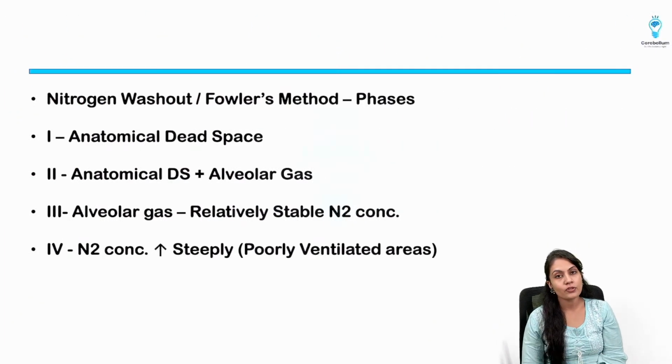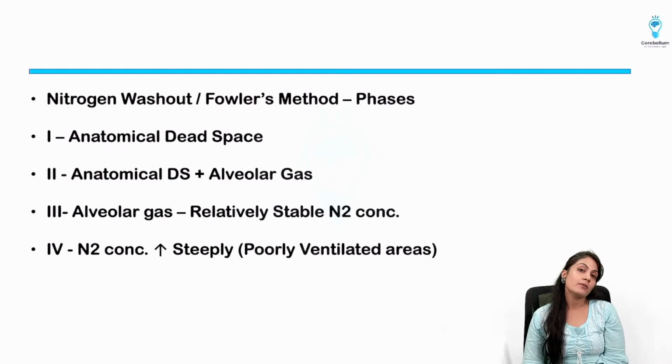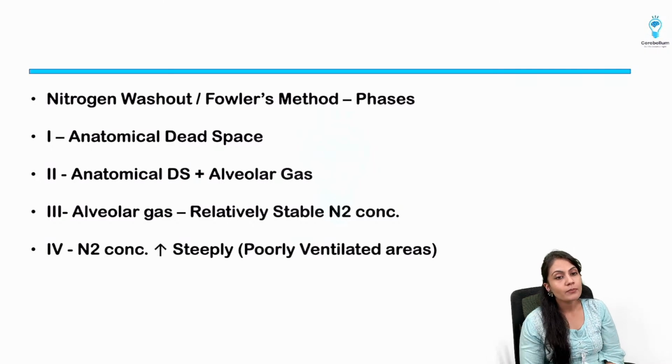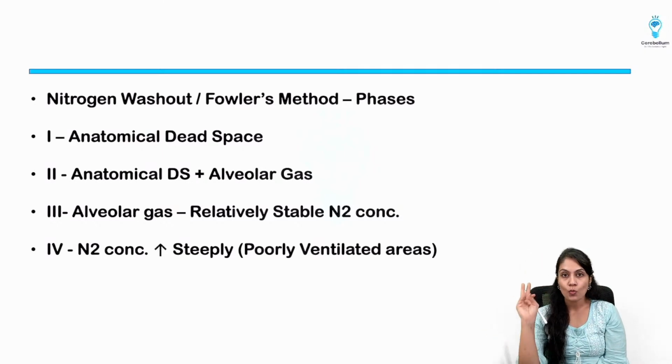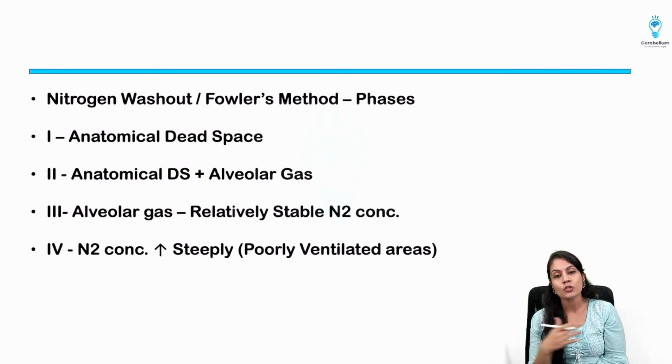So this is the summary. You can just go through it. First is the anatomical dead space. Second is the anatomical dead space plus the alveolar gas, which is the mixed air that is going to come, right? And that's why we have parted the way in between. Then third comes the alveolar gas, which has a relatively stable nitrogen concentration from all the alveoli: small air, dependent part, middle part and the apex part. That means all the alveoli are going to have mixed air, and then the basal part alveoli will close over here. So the poorly ventilated areas are going to have this fourth phase from where the air is going to come, and this is the CV, right?